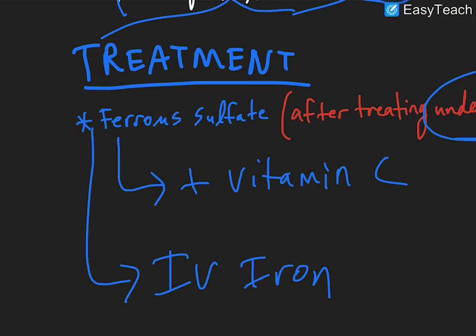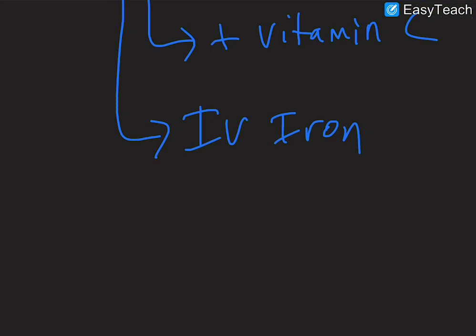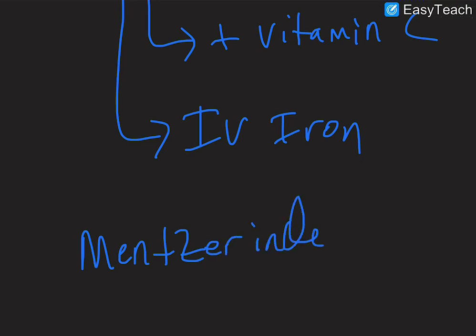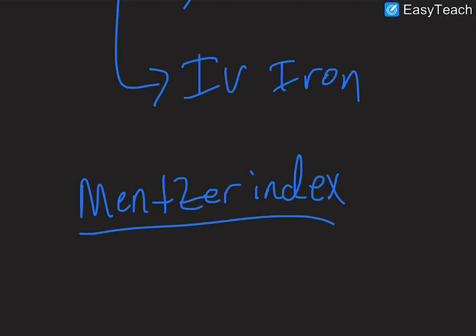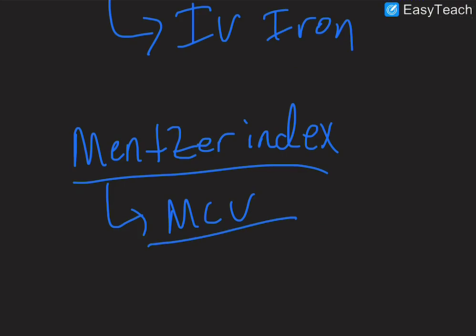Another thing I wanted to quickly mention, since we didn't mention it in the labs, is the Mentzer index. This can be a little useful. Because what is the Mentzer index? It's your mean corpuscular volume, your MCV, which is in femtoliters, as we're familiar with, divided by your red blood cell count, your number of red blood cells.